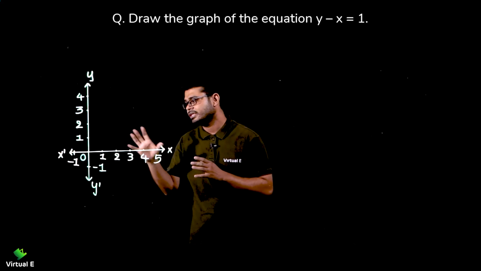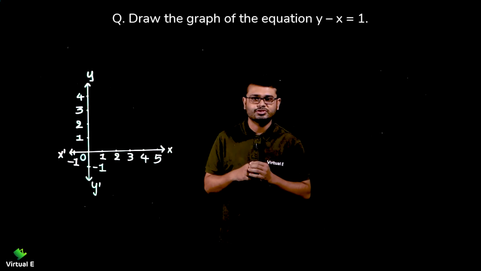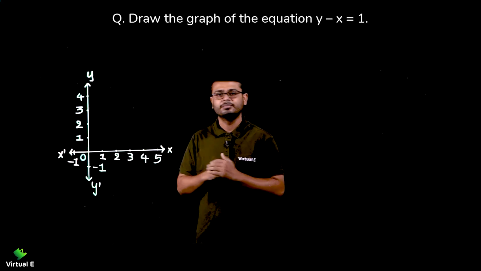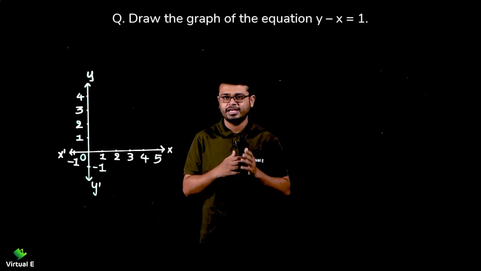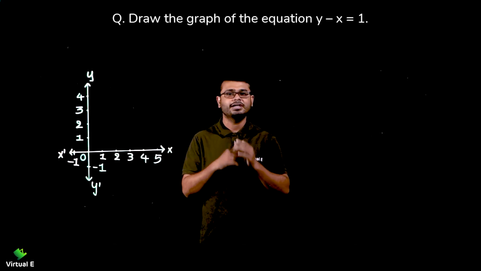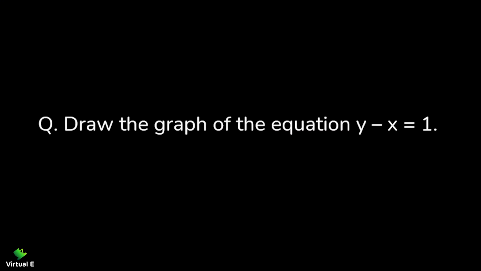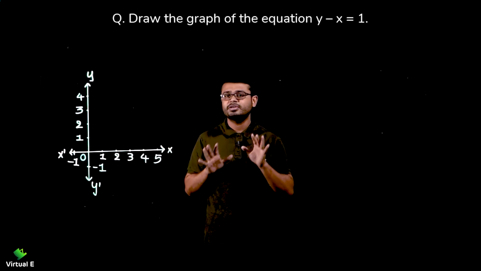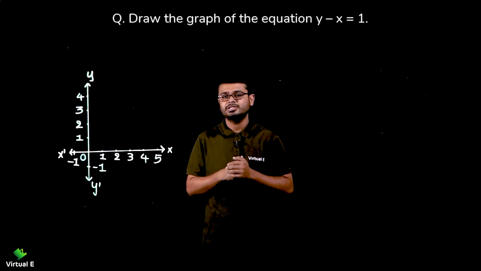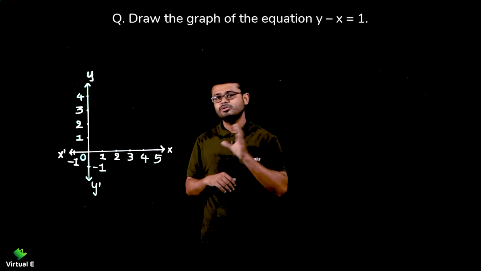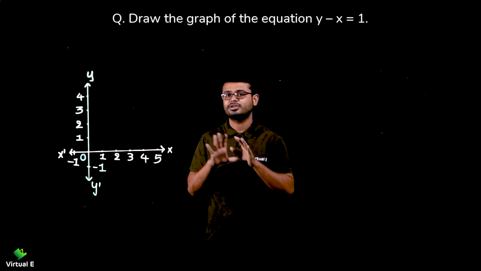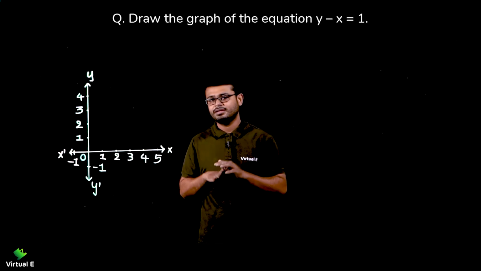Here we are going to use the concept of coordinate geometry, which we discussed in the previous chapter. That knowledge is very important to draw the line, otherwise you won't be able to do it. So let's start. Draw the graph of the equation y minus x is equal to 1. This is the only information that will be provided in the examination. You have the equation and you plot the graph, that's it.